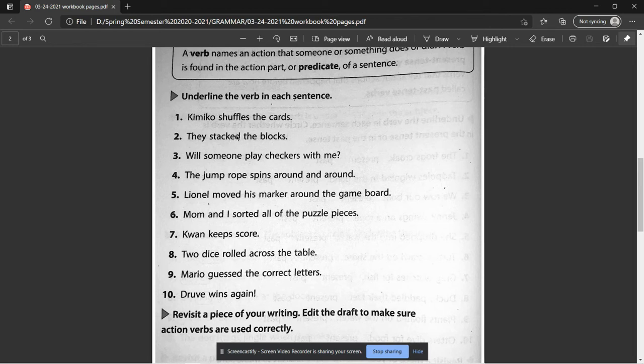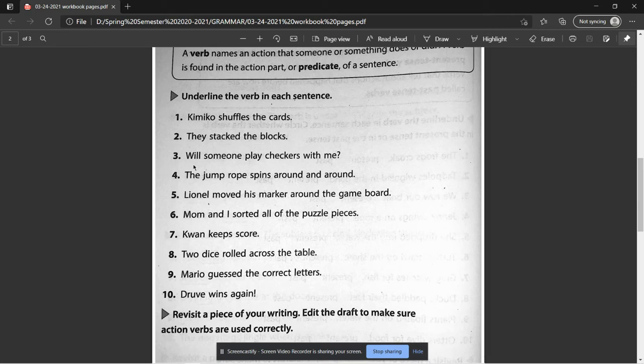Right here, stacked. Remember, ed means that it is in the past, right? They stacked the blocks. So this already happened, right? But stacked is my action verb.